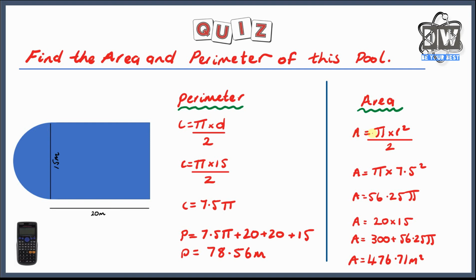The area, on the other hand, we needed to find out what this was for a start. Okay, so that is area is pi times r squared. So what's r? 7.5, 7.5 squared. So we ended up with area equaling 56.25 pi. That gave us this. Then we had the area of this other shape, okay, which is 20 by 15. We can see that 20 by 15. We added them together and we got 476.71 meters this time squared. Didn't make that rookie mistake like I did before.